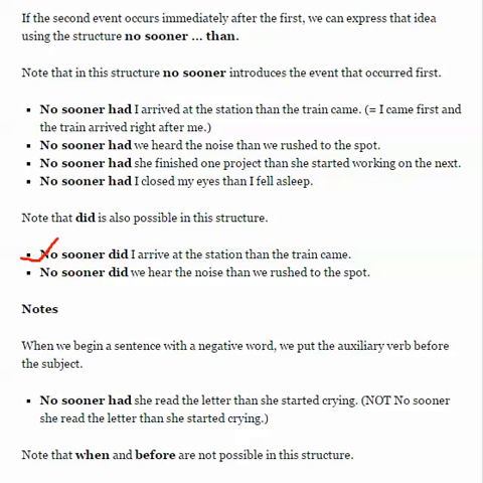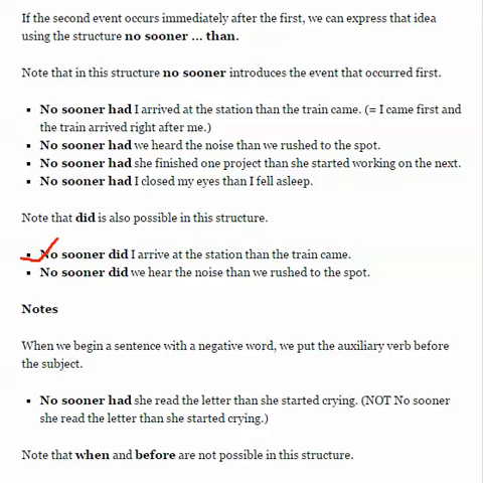Note that did is also possible in this structure. No sooner did I arrive at the station. The main important thing is that we use arrive, meaning present tense, after did. Did I arrive? Did I V1? But while using no sooner had, we will use no sooner had I plus V3. So no sooner did I arrive at the station than the train came. No sooner did we hear the noise than we rushed to the spot.